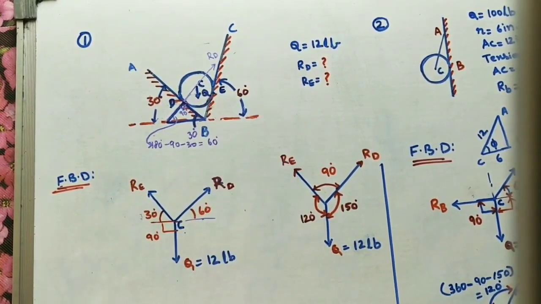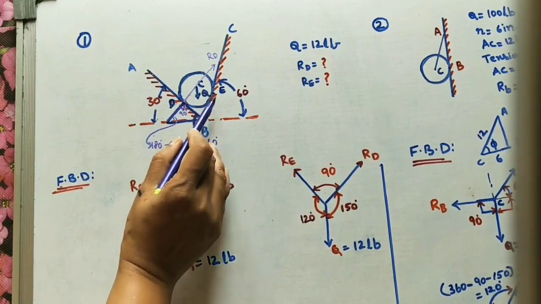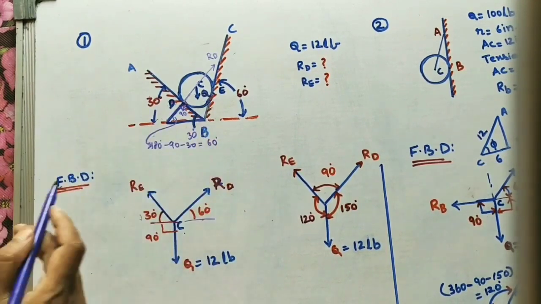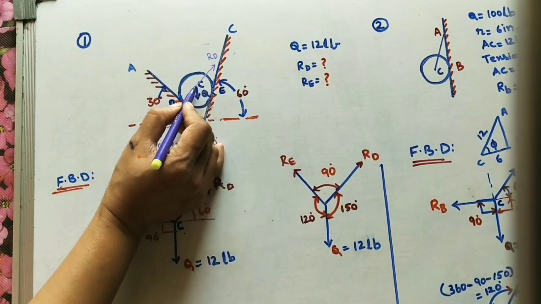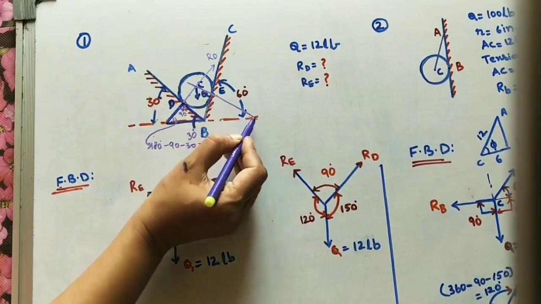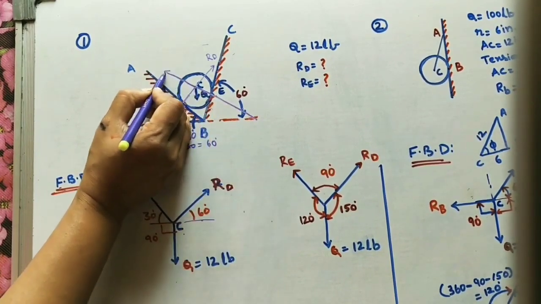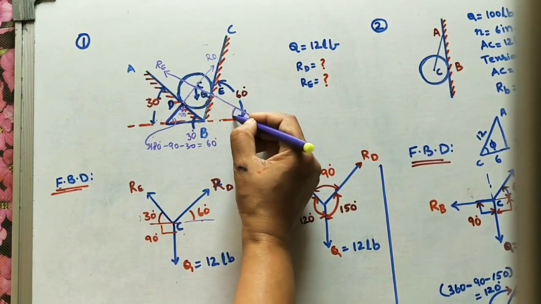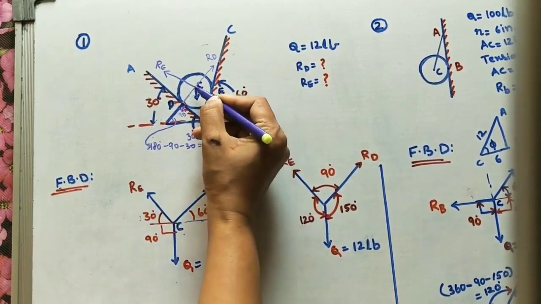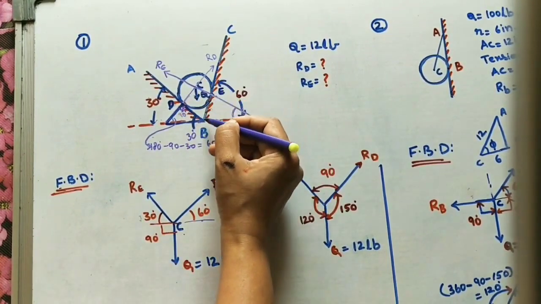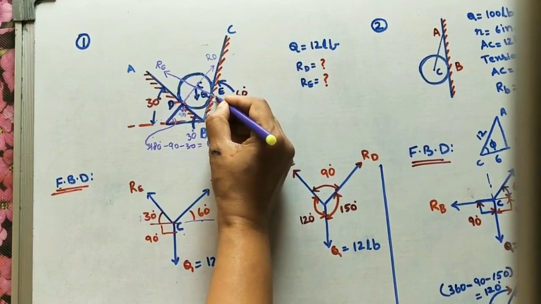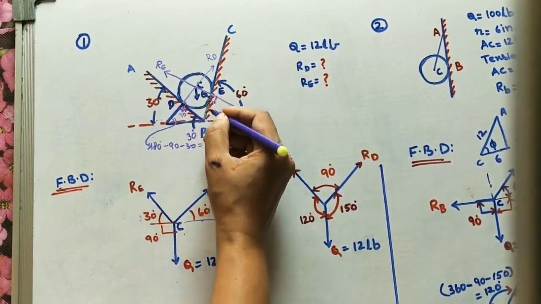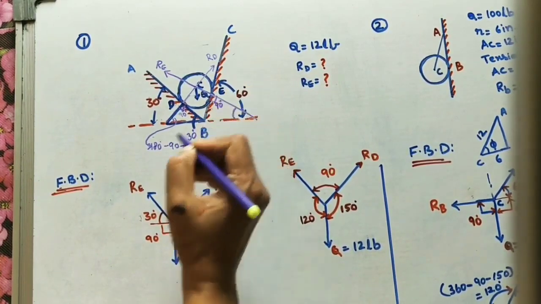Now similarly, E is the contact point. At this contact point also a reaction will be developed. It is passing through the center like this, RE. Here I marked RE. I have to calculate this angle. How much is it making? As I told you, the reaction at the contact point with this slope is always 90 degrees with the surface. So it is 90 degrees.